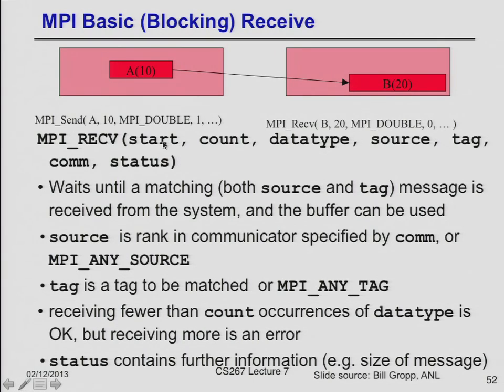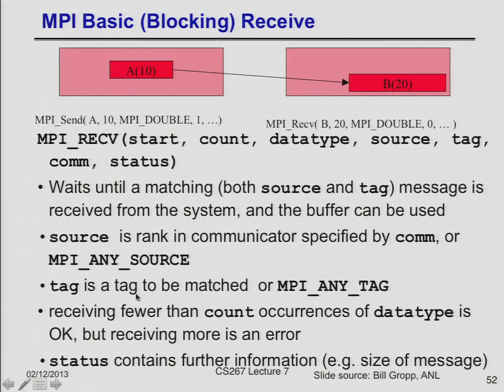The receive is similar. You say, where do I want to put the data when it arrives? How many words am I willing to take maximum? What's the data type? Where is it coming from? What's the tag? What's the communicator? And there's a status, because you want to know what happened when it's all done. Because you may not be sent 20 words, but you can look it up when it's all done in that particular return value, the status. So for example, status.length will tell you what the length is and so forth.